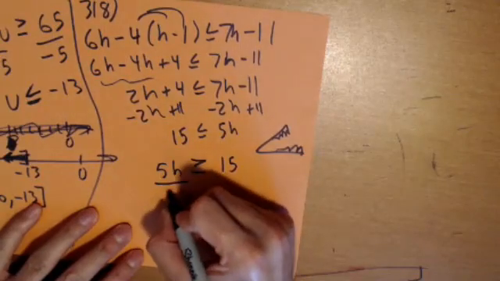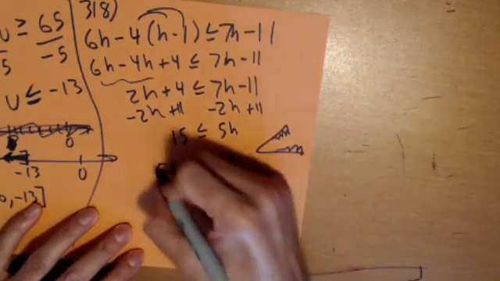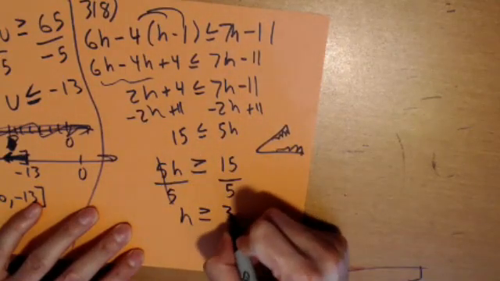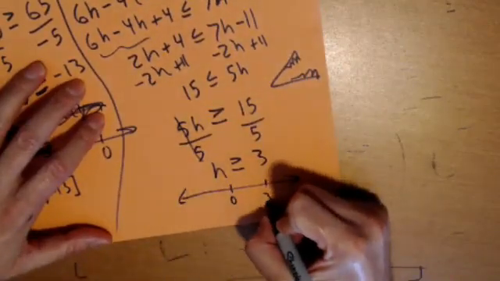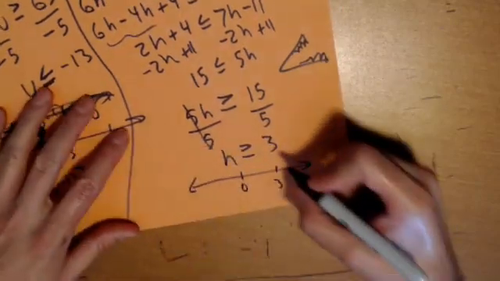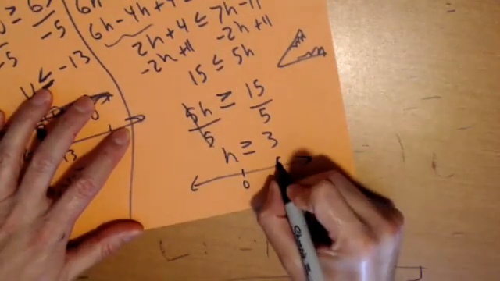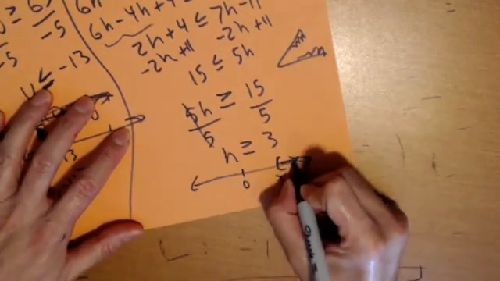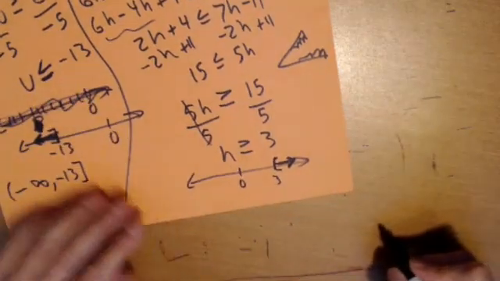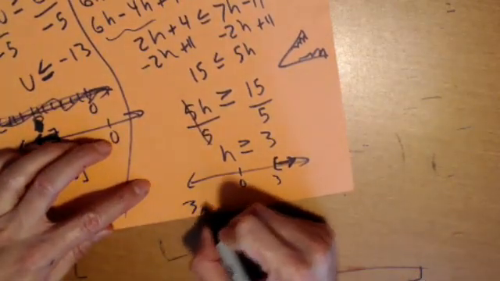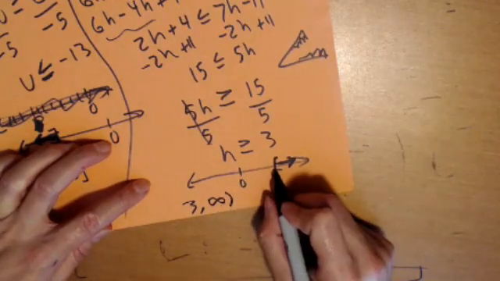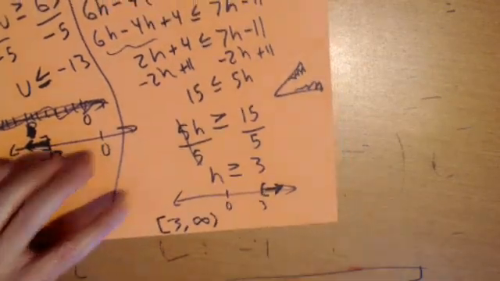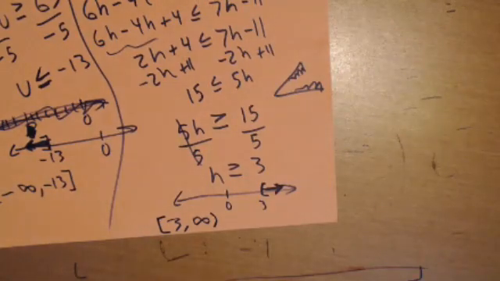Get h alone. Divide by 5, divide by 5. H is less than or equal to 3. Draw a picture. Here's 0, here's 3. Bracket, it's pointing to the right. Interval notation, so from 3 to infinity. Infinities you never touch, so parenthesis; 3 is included, so bracket. Ta-da! Okay, so that one wasn't so bad.